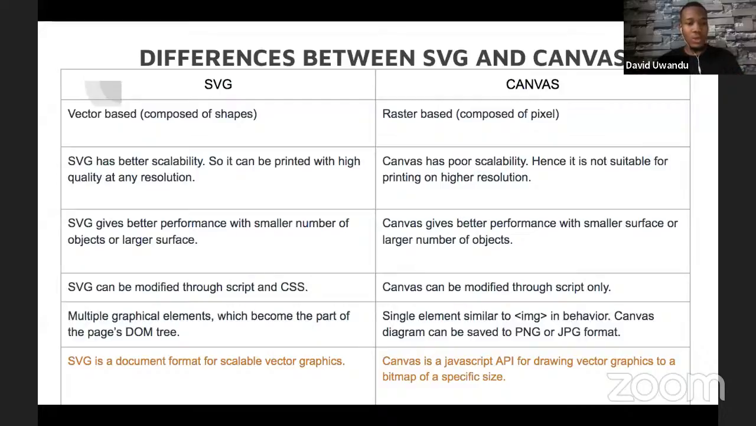Now, SVG is a document format for scalable vector graphics, while Canvas is a JavaScript API for drawing vector graphics to a bitmap of a specific size. So those are the differences between the SVG element and the Canvas element in HTML.